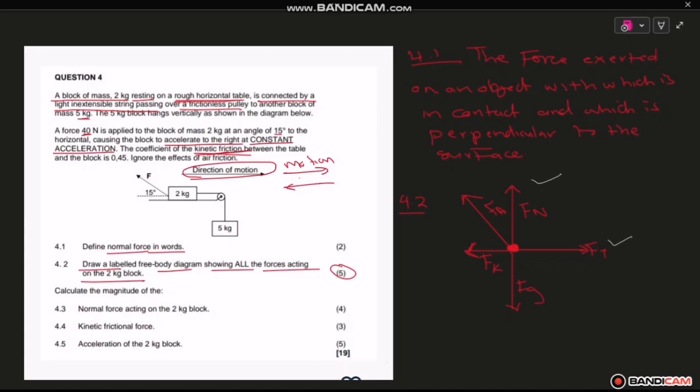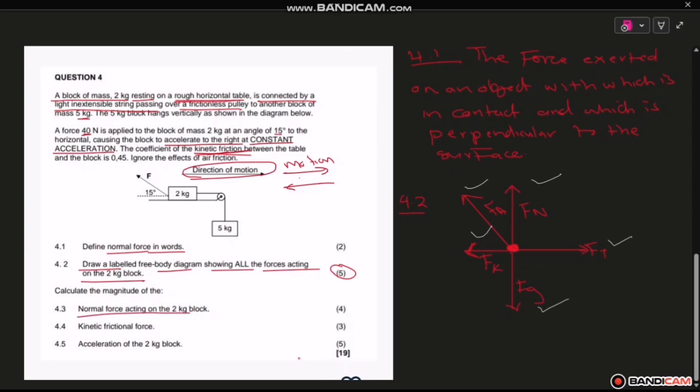This is how they're going to mark your free body diagram, and make sure that the arrowheads touch the horizontal line or the vertical line. You must not have spaces there. I hope you understand that.